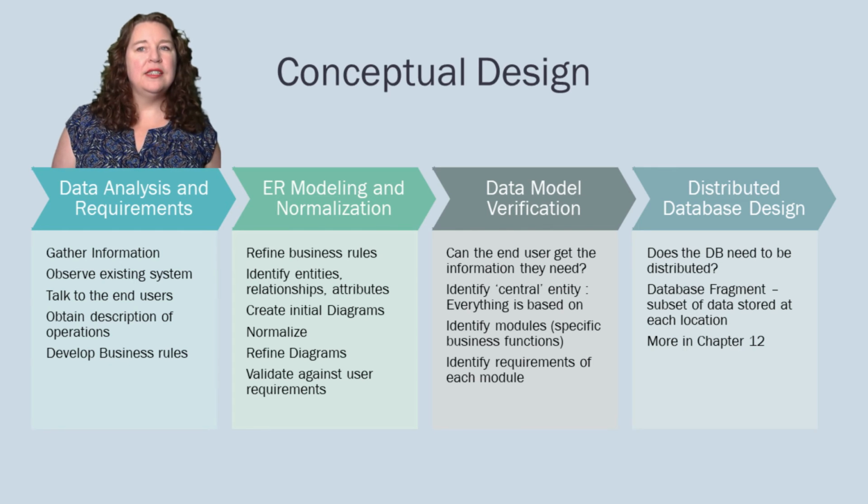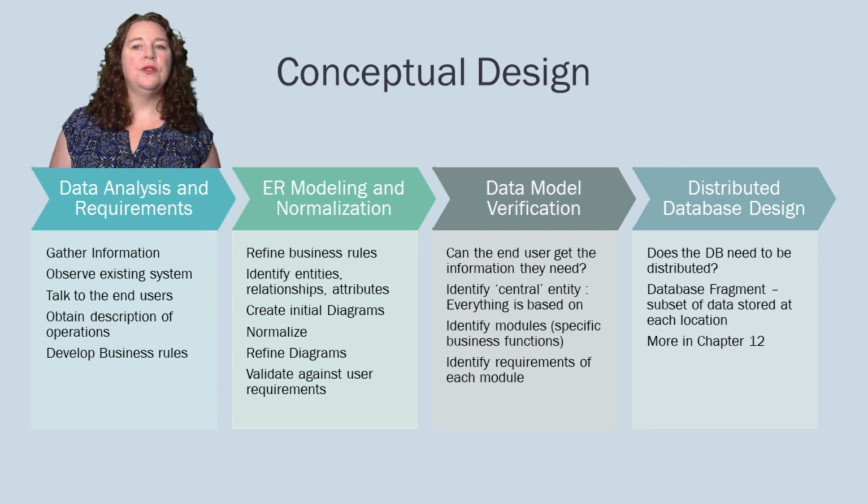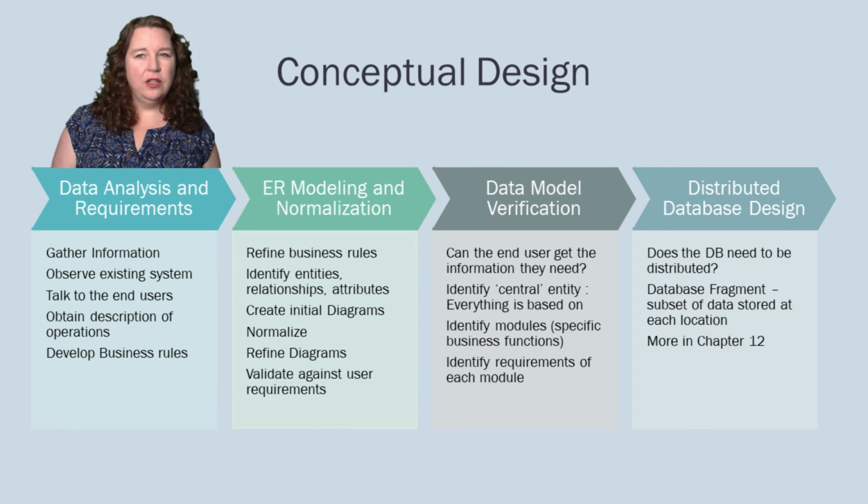Your data analysis and requirements: get your information. Look at the existing system, talk to the end user, get your business rules. That's all in your data analysis and figuring out what your requirements are. Then you're going to do your ER modeling. You're going to get your business rules into entities, relationships, attributes. You're going to create your initial ER diagrams. You're going to normalize the first time. You're going to refine your diagrams, and you're going to validate everything that you've gotten against the user requirements.